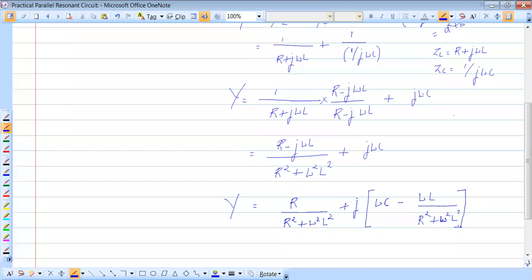Simple stuff. This is one term. R by R square plus omega square is one term where there is no j term. So separate it and combine the terms where there is presence of j. Okay. So this is what we have done.